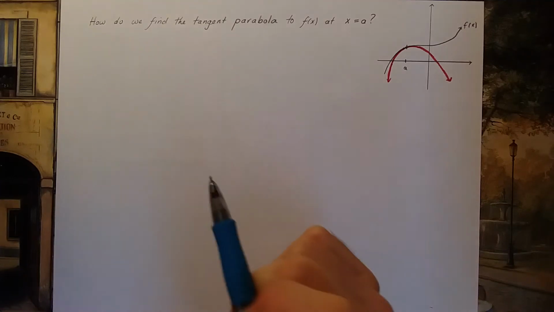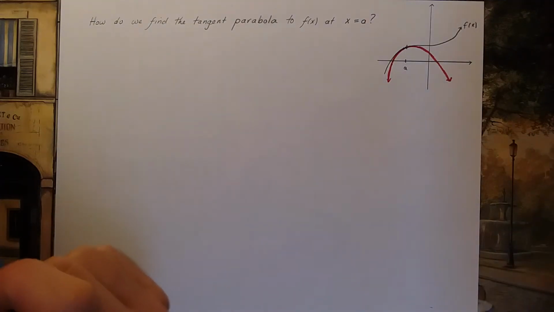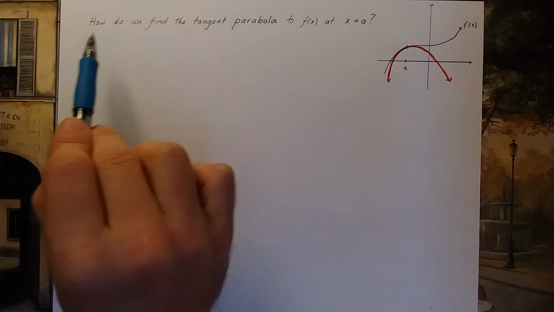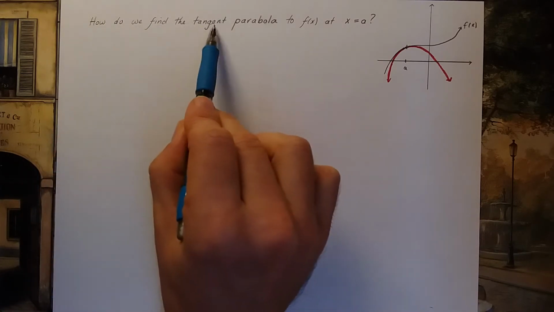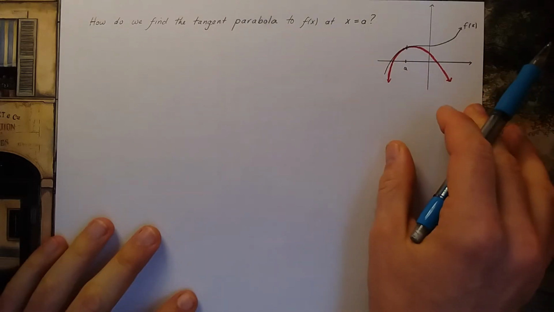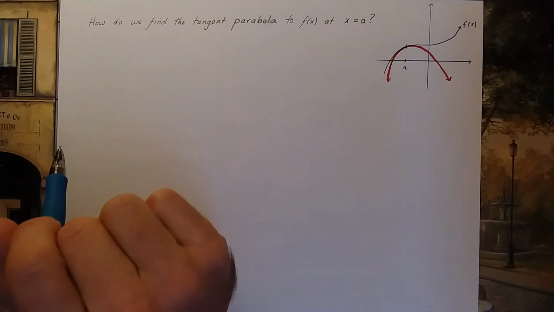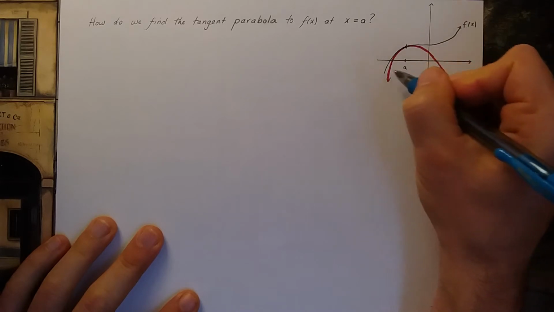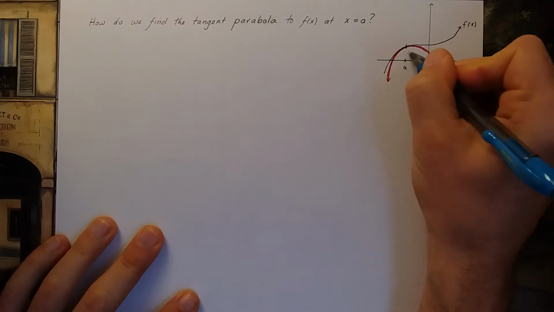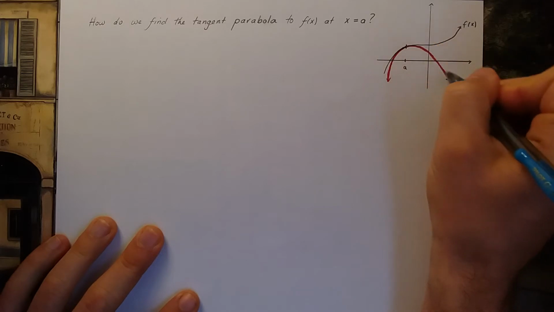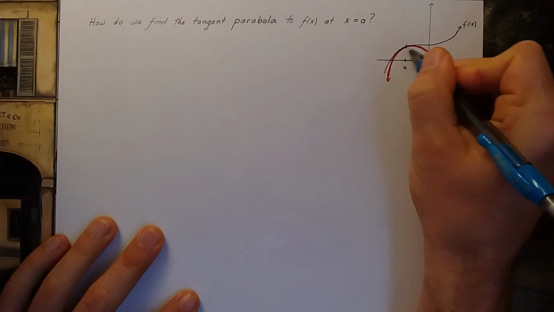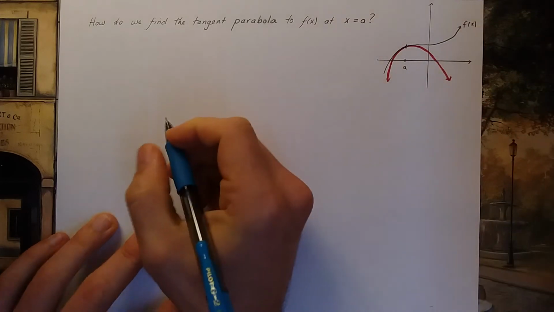All right, in our first video, we remembered tangent lines. Let's go one step up to tangent parabolas. So the question is this: how do we find the tangent parabola to a function at a given value? So the picture looks like this. I got a function f of x, I got a value a, and I'd like to know the parabola that fits just perfectly into the graph of the function around x equals a.